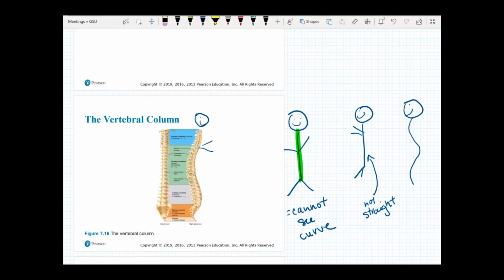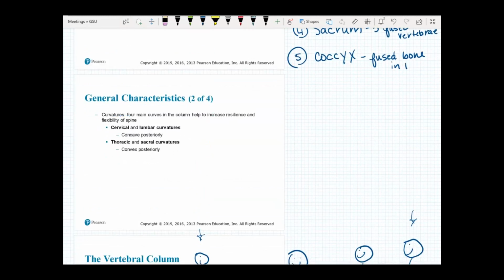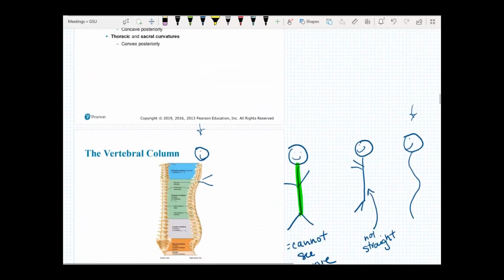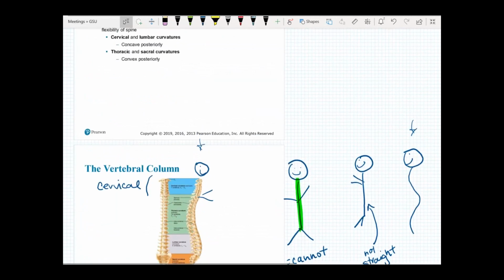So I don't want you guys to get confused with why this is different than this from the curvature perspective. Our lovely little guys are facing a different way. So with these vertebral columns and these curvatures, what you're going to have is curvatures with a cervical and lumbar curvature and a thoracic and sacral curvature. So we will have our cervical curvature like this, and our lumbar down here, our curvature will be like this.